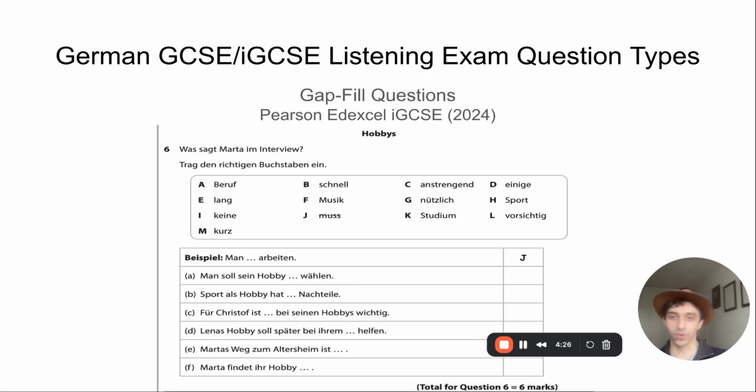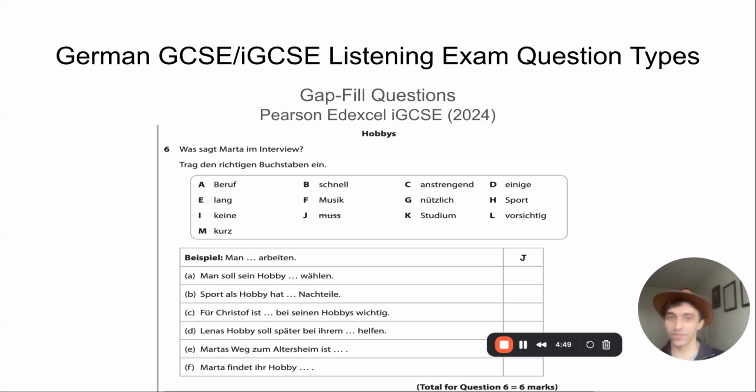What I mean by gap fill questions are basically questions where you're given a selection of words. Those are the words here in this box from A to M, and then a series of statements. The statements are here from A to F at the bottom, and you have to choose which word can go into the gap to complete each statement. Of course, there's only going to be one right answer for every single statement.